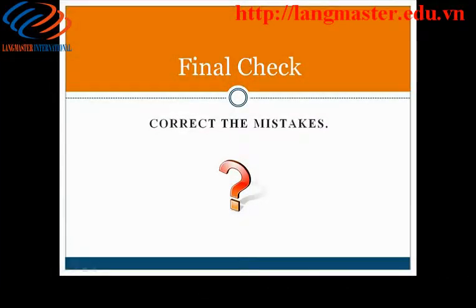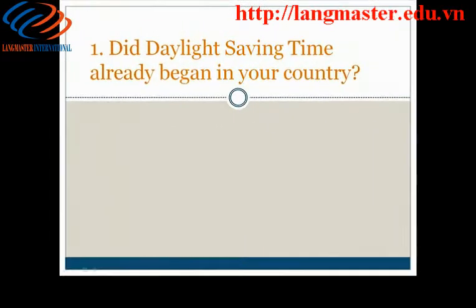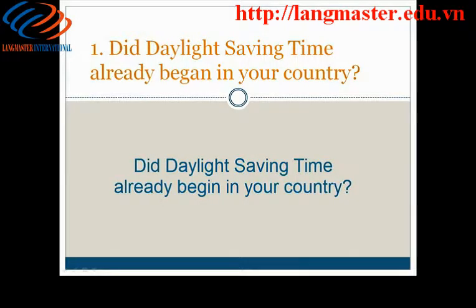Final check. Correct the mistakes. 1. Read the question and then correct the mistake. The mistake is here. We need the base form of the verb. The helping verb did already marks the past tense. So the correct question is, did daylight saving time already begin in your country?